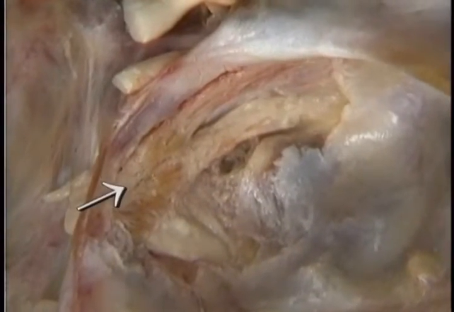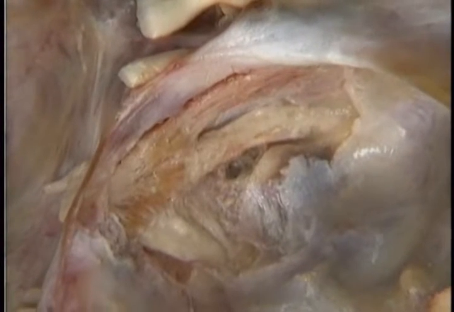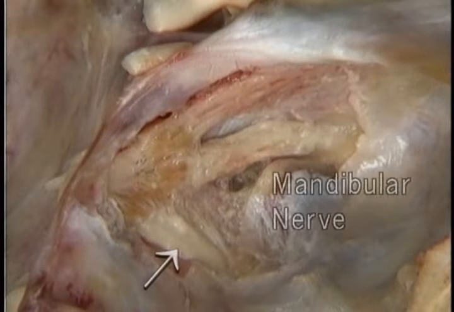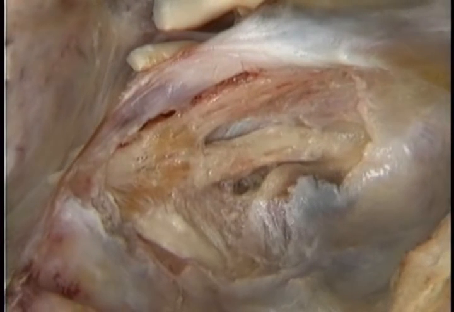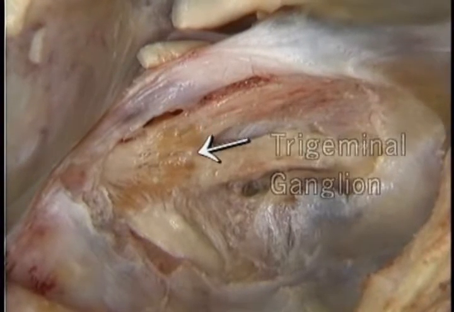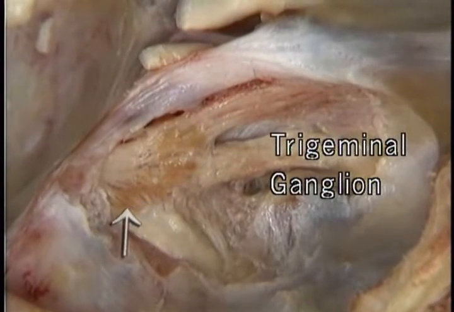Here's the trunk of the nerve. Here are its three branches, the ophthalmic, the maxillary, and the mandibular. All the sensory fibers of the trigeminal nerve synapse in this massive ganglion, the trigeminal ganglion.